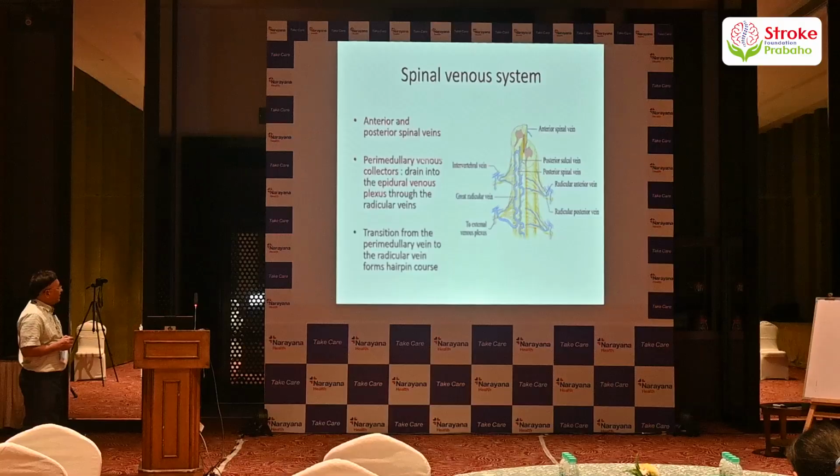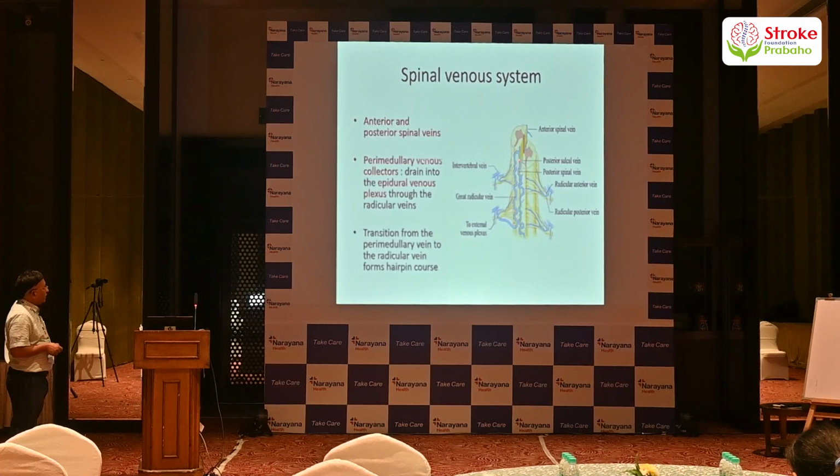Then we have the spinal venous system. The venous system is very similar to the arterial system. So we have the anterior spinal vein and the posterior spinal vein, and these communicate with the great radicular vein or perimeter vein. This connection is through the anterior radicular vein and the posterior radicular vein. So again, we have the anterior spinal vein, posterior spinal vein, then the anterior radicular vein, posterior radicular vein, and then they drain into the great radicular vein, and ultimately this great radicular vein drains into the epidural venous plexus.